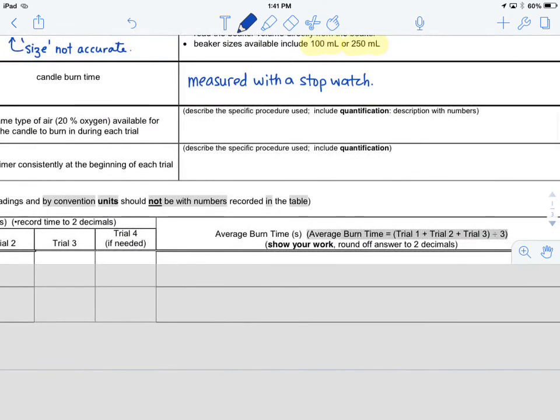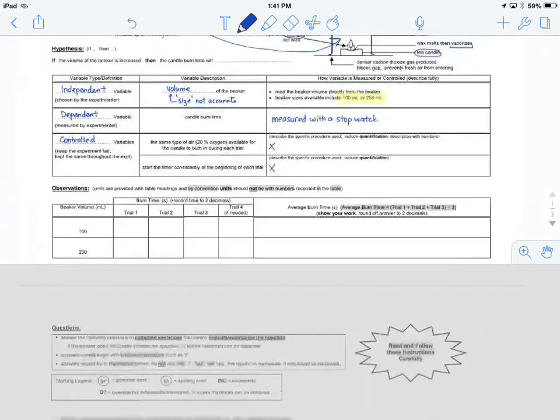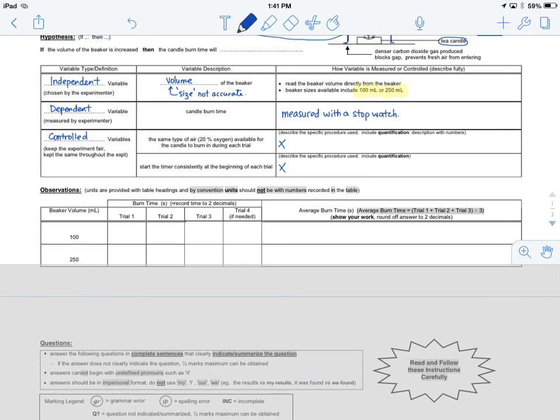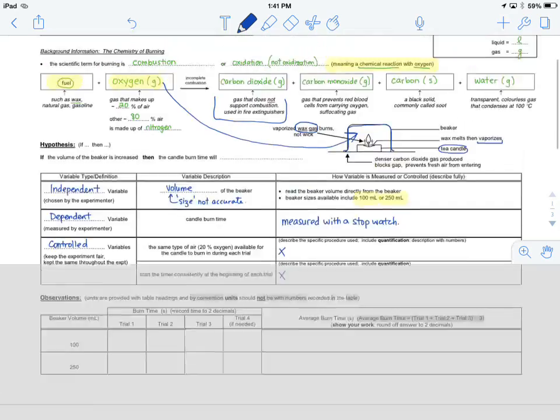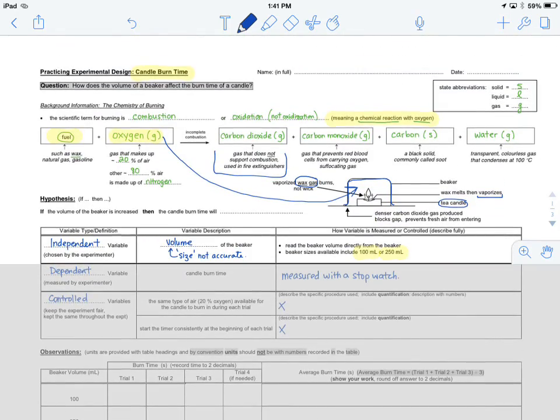And you're going to describe specific procedures used, including quantification, to describe some of these things. Okay, so I'm going to leave this for you to do and for you to think about here and here for how you consistently are going to control for these 2 variables. All right, you'll notice the observations and then the questions which are here and ready to go. Now, at this point, you're all set to do this lab next class.